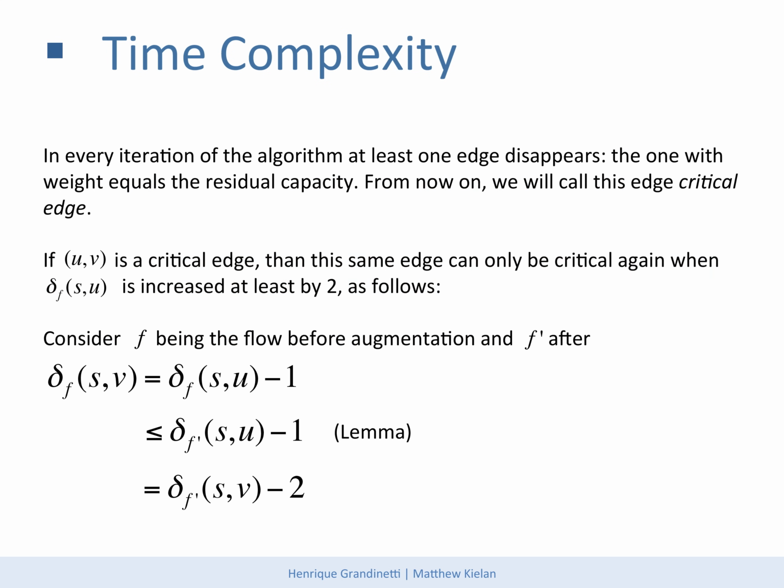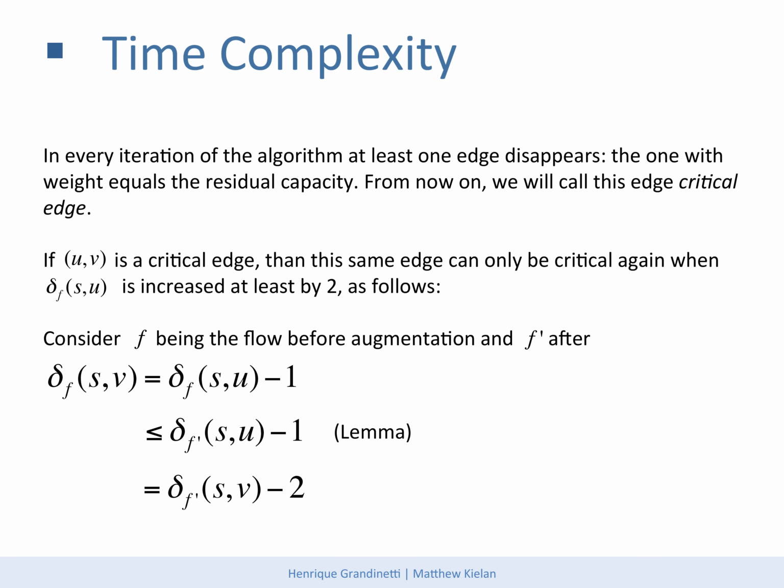In every iteration of the algorithm, at least one edge in the residual network disappears, and it will be all the edges in the augmentation path which have their capacity equal to the residual capacity. From now on, we call such edges critical edges. I claim that for any edge, by the next time this edge becomes critical, the path length must increase by at least 2. Now we prove it.